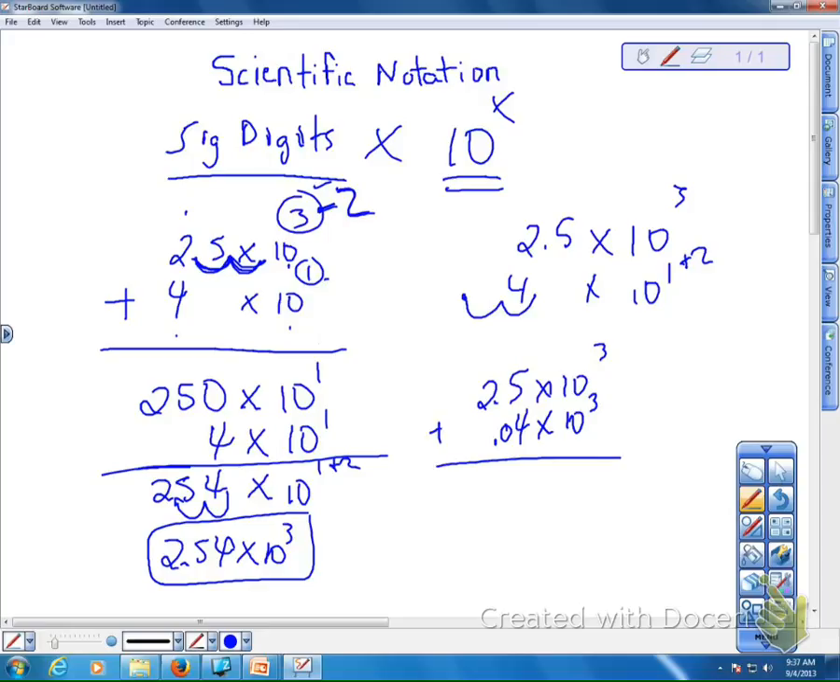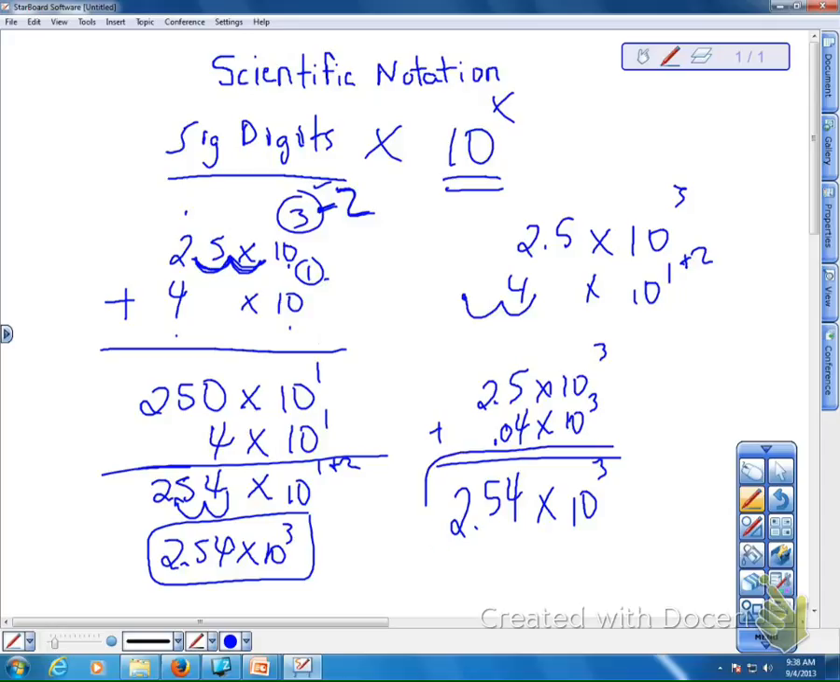And you add those together. Just bring your exponents down like I did a while ago. 10 to the third. And then add your numbers together since they're lined up in the proper place values now. 2.54 times 10 to the third.